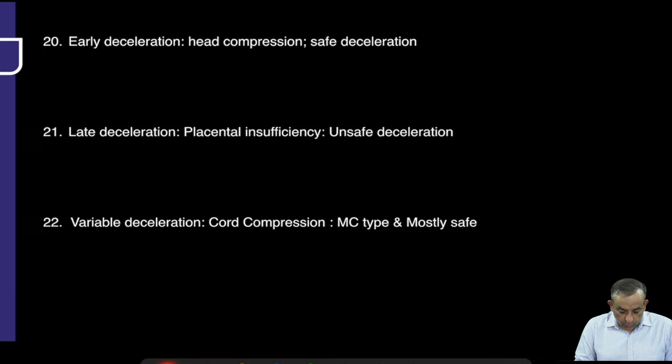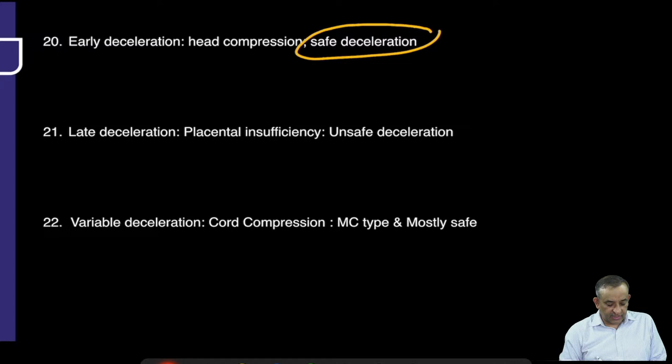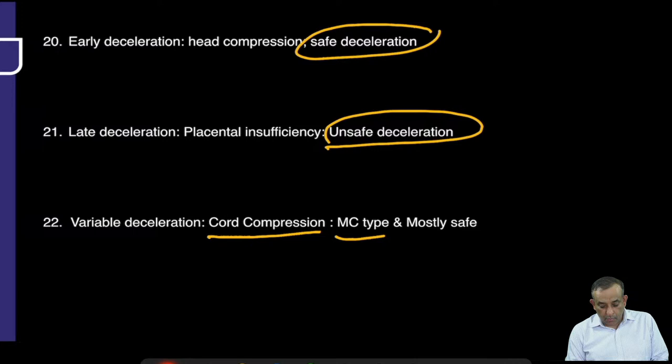So what is early deceleration? Early deceleration is because of head compression. It is the safest deceleration. Late deceleration is because of placental insufficiency, and it is an unsafe deceleration. And variable deceleration is because of cord compression. It is the most common type of deceleration, and it is mostly safe.